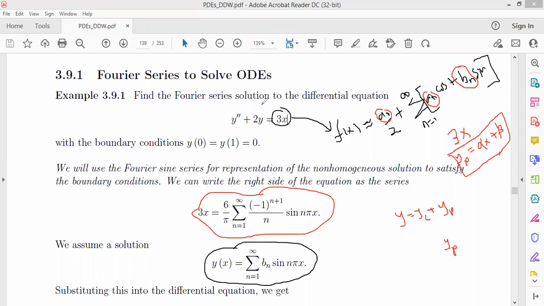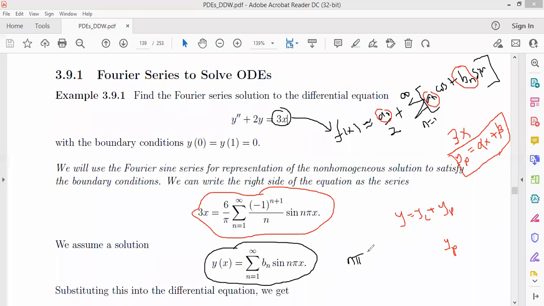Good, since there is no question, we can continue. Now that we know this, we can differentiate this one twice. Remember, we have a y prime prime. So if you differentiate this one twice, remember there is n pi. When you differentiate cos, you'll get n pi.